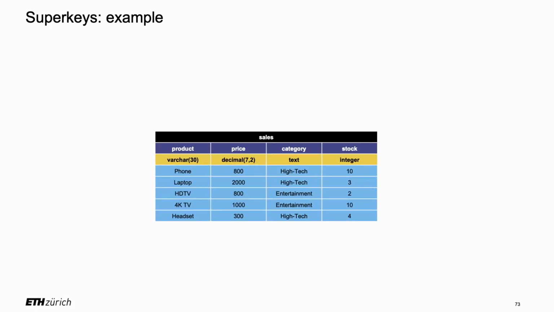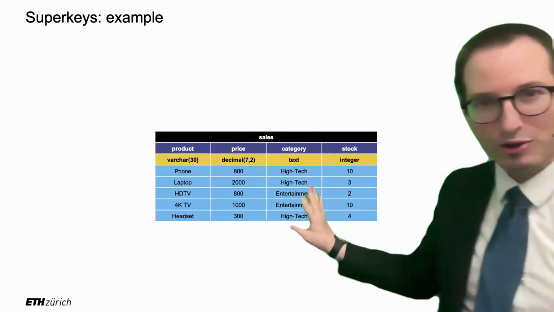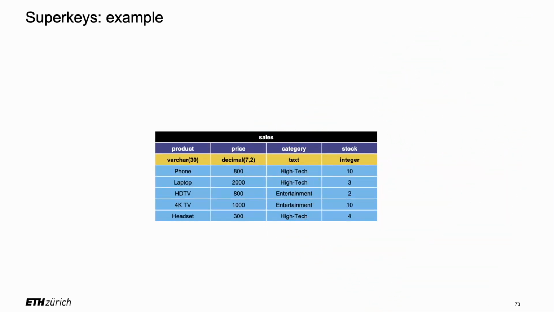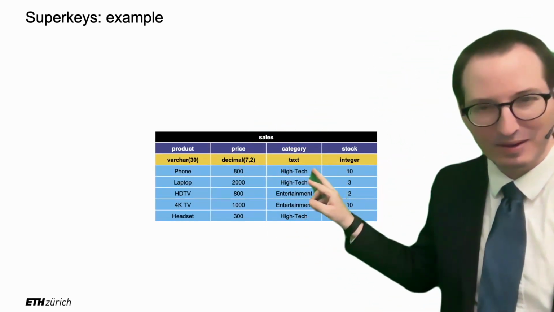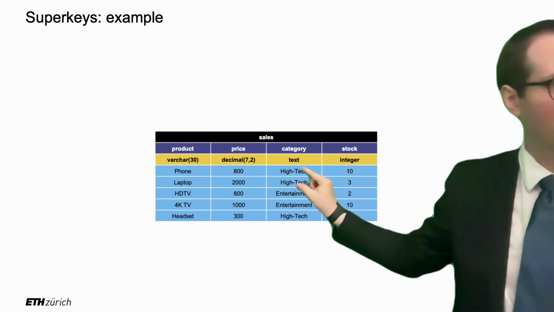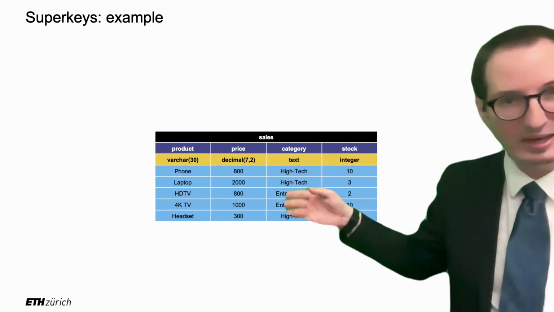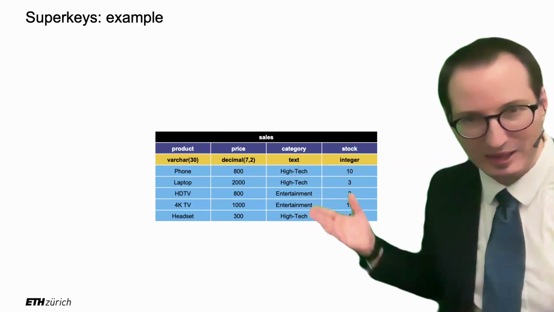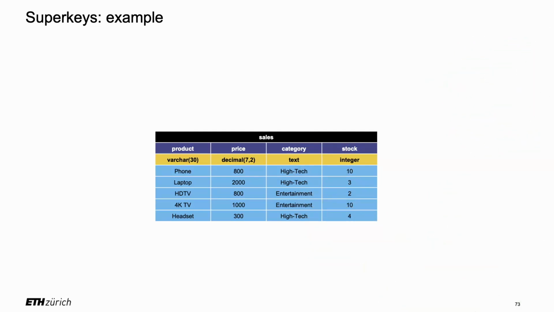Let me tell you what's not a super key then, maybe. So the category is not a super key. Why? For example, I could say category high tech, but there's two tuples with high tech. So if I just say category high tech, that's not enough to identify the tuple. So category is not a super key. So what is a super key?